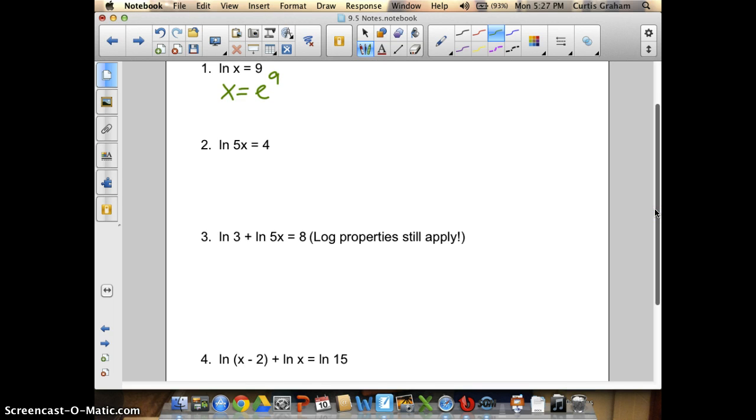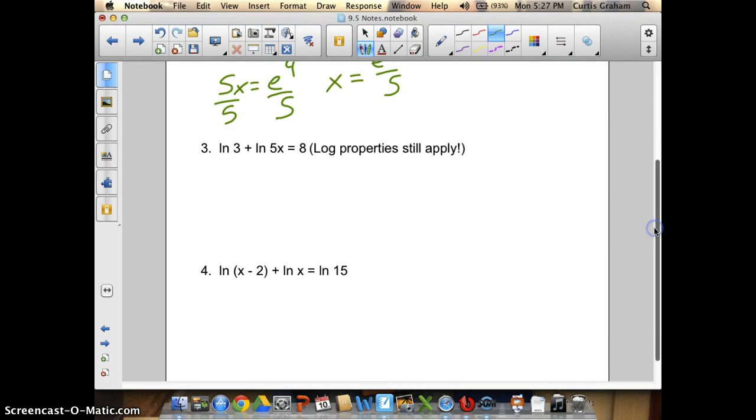Natural log of 5x equals 4, so 5x equals e to the 4th. Divide by 5. x is equal to e to the 4th over 5. Type that in your calculator. You got your answer. How am I going to handle 3? Natural log of 3 plus the natural log of 5x equals 8. Go ahead and pause the video. Give that one a shot.